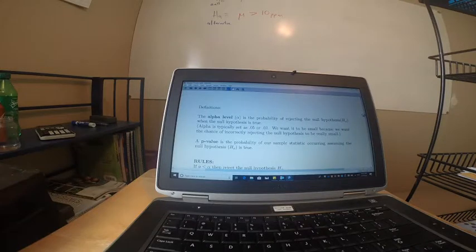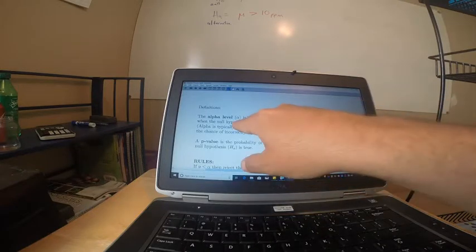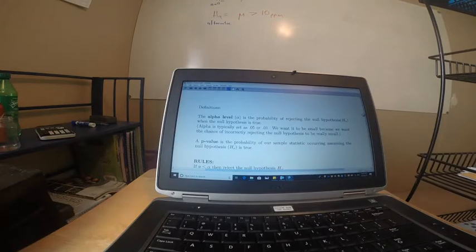Alright, let's look at a few definitions. We've got the alpha level, and this is the symbol we use to represent the alpha level. It's the probability of rejecting the null hypothesis when the null hypothesis is true. Alpha is typically set as 0.05 or 0.01, which is either 5% or 1%. We want it small because we want the chance of incorrectly rejecting the null hypothesis to be really small. Okay, so your alpha level is actually your chance of incorrectly rejecting the null hypothesis. And you want that chance to be really, really small. You don't want to make a bad decision.